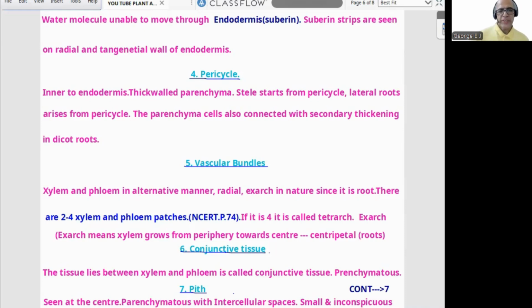Now, exarch means xylem grows from the periphery towards the center. Here only root we are studying, so it is centripetal, exarch: periphery to center. Now, conjunctive tissue lies between xylem and phloem, parenchymatous. Then pith: in dicot root, the pith is parenchymatous at the center. Intercellular spaces will be there, small and inconspicuous.